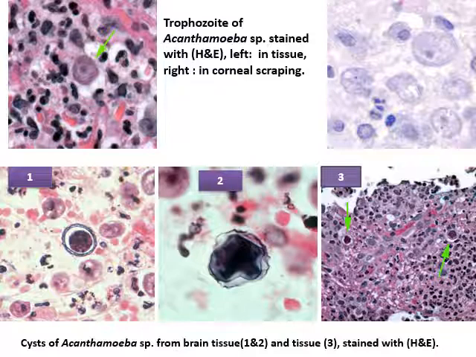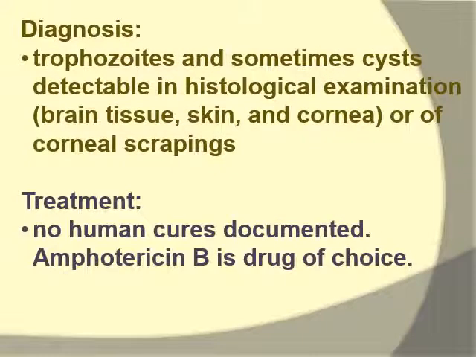As we see in this picture, the first picture is of an Acanthamoeba trophozoite present in eye tissue and corneal scraping, while the lower pictures are of the cyst stage in brain tissue. Diagnosis: trophozoites and sometimes the cyst stage can be detected in histological examination of brain tissue, skin, and cornea, or corneal scrubbing. Treatment for all Acanthamoeba: no human cures documented. Amphotericin B is the drug of choice.